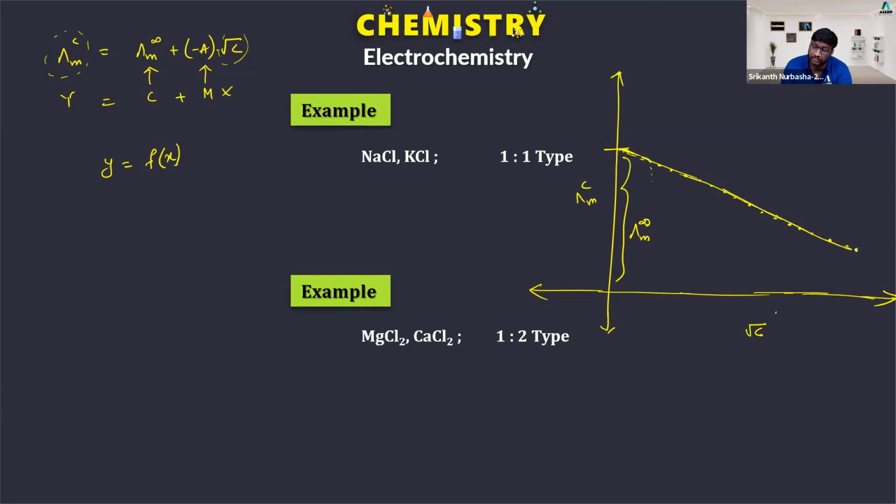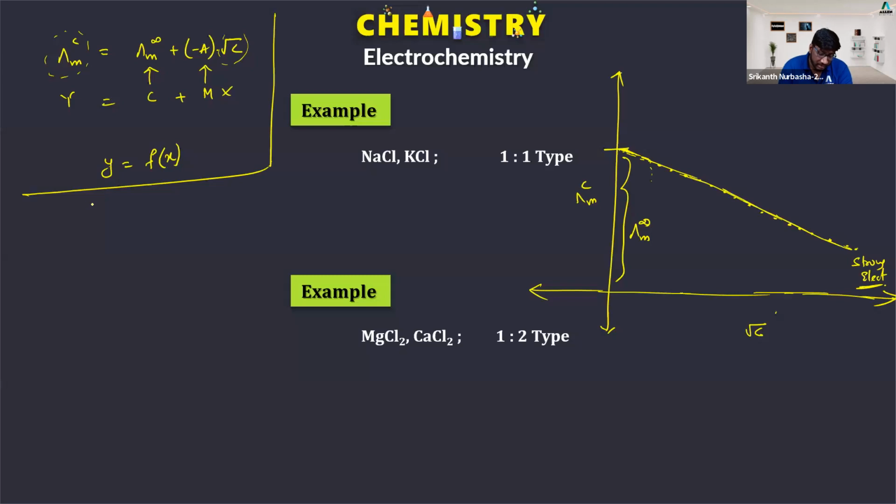So slope is negative. Yes or no? This is for the strong electrolyte like HCl or KCl. For the weak electrolyte, how to find out?